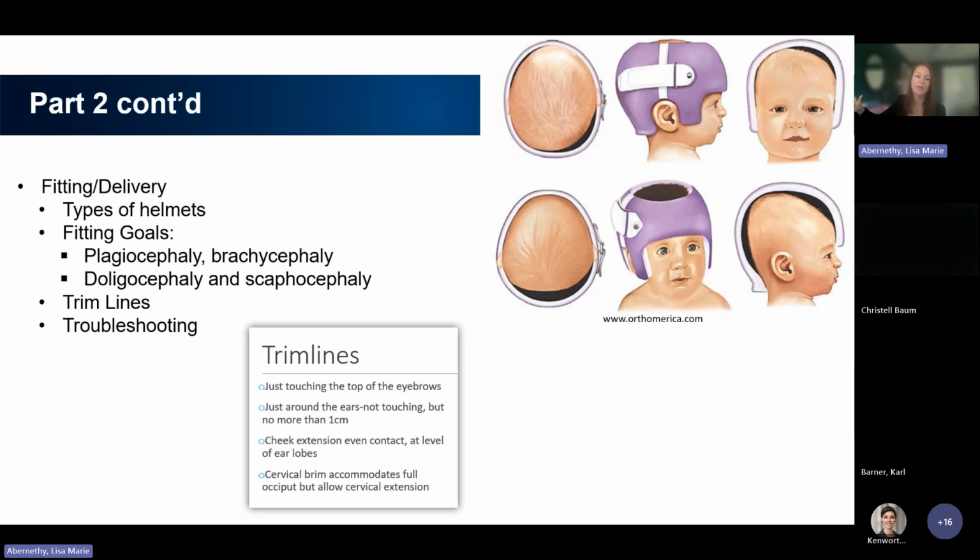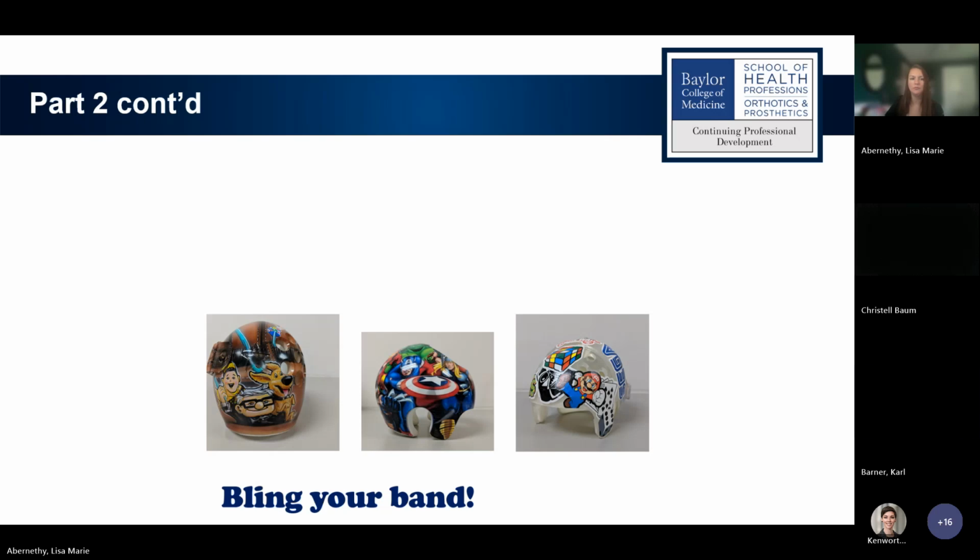I have a whole separate lecture as well on craniosynostosis, so they also have to know the fitting goals for synostosis. And then I have a rubric for the trim lines that everybody has to learn. For follow-ups, we go into skin conditions. For skin conditions, this is like rash, yeast infection, pressure ulcers, eczema. They have to be able to identify all of those, and then we talk about how to treat them as well.